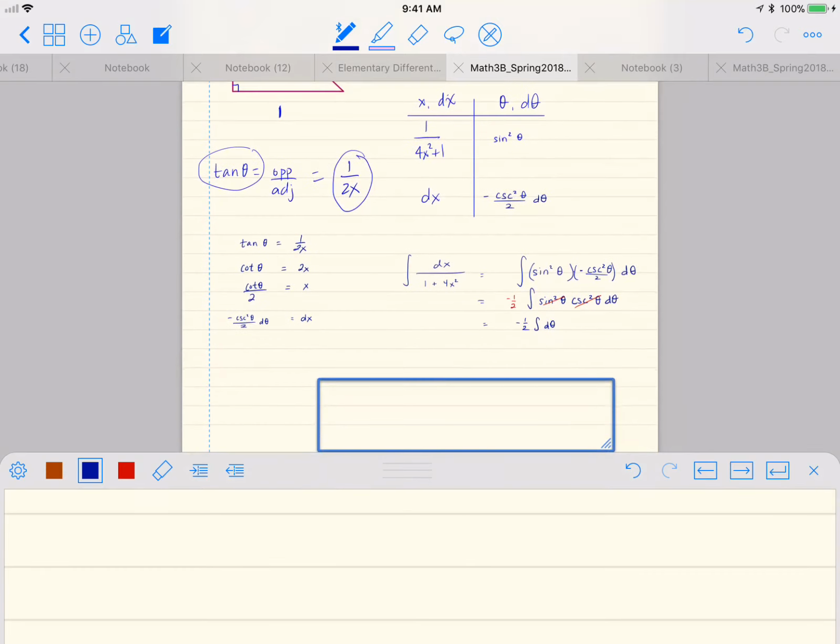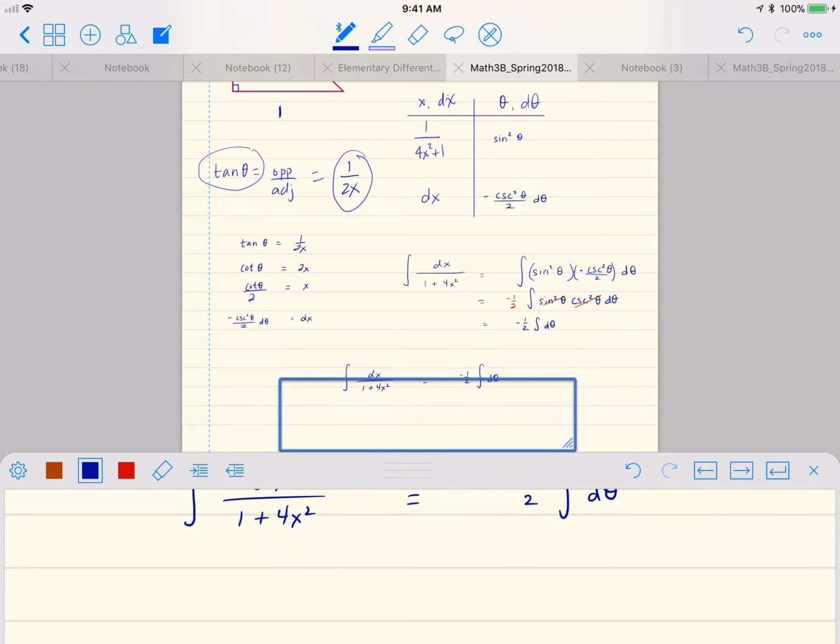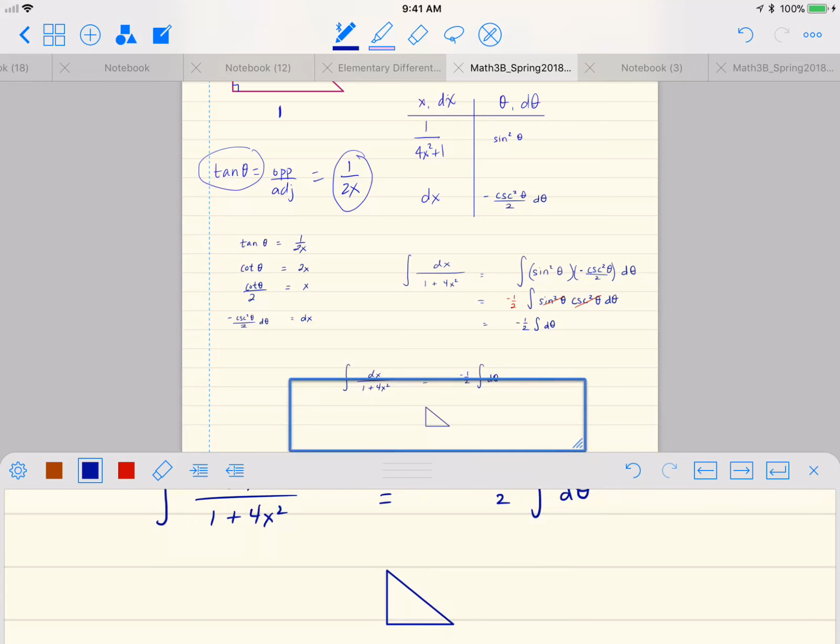All right. So again, if we were to summarize this, the summary would be that the integral dx over 1 plus 4x squared is equal to negative 1/2 the integral d theta. And then we need to give instructions on how to form the triangle. And the triangle that we used in order to get this integral is, let's see, down here's a 1, up here's a 2x, and this is the square root of 1 plus 4x squared, and then here's our theta here.